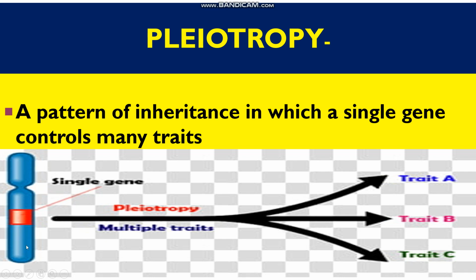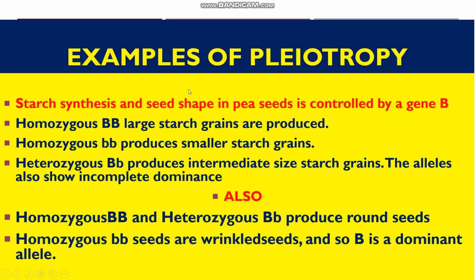So here you can see a chromosome and the location of a gene. This gene is a pleiotropic gene. And this gene is capable of controlling multiple traits such as trait A, trait B and trait C. So that is what is known as pleiotropy. Now some examples of pleiotropy.